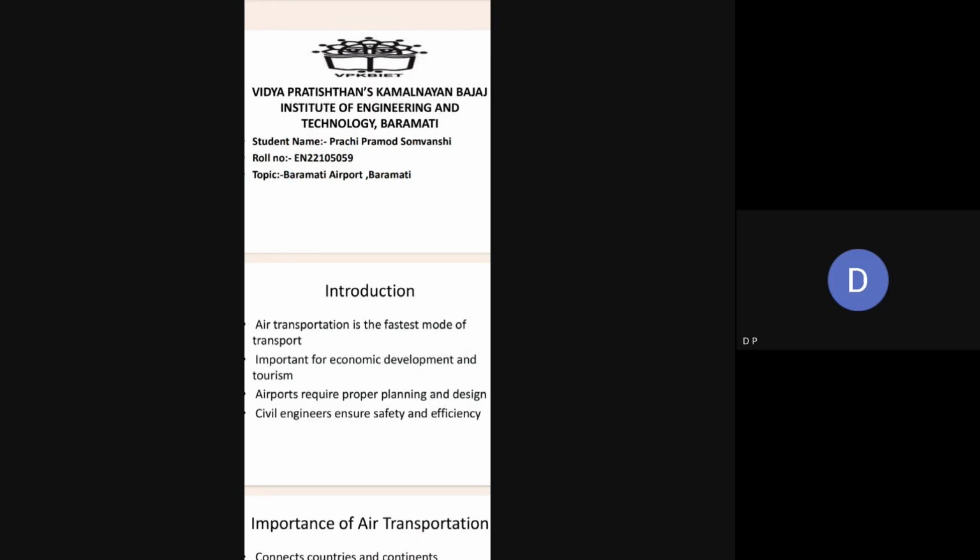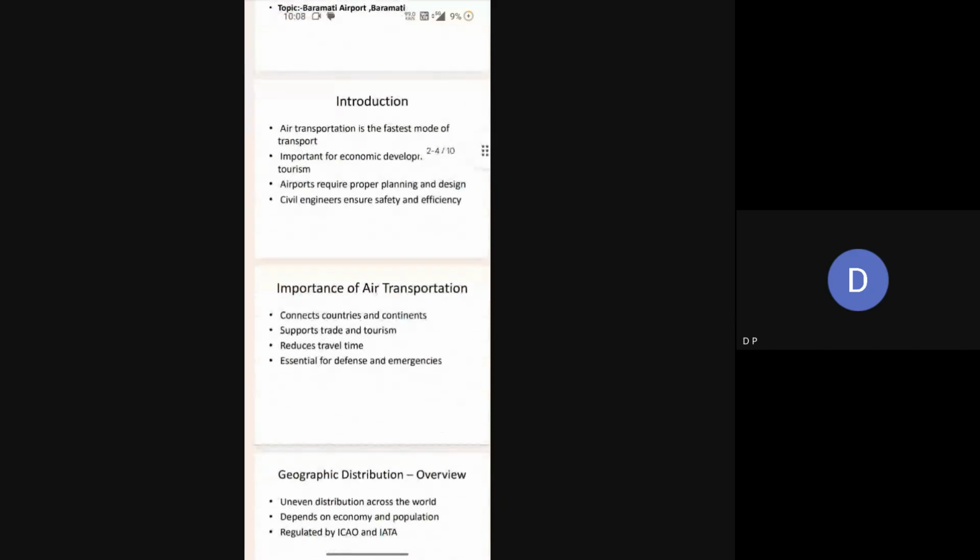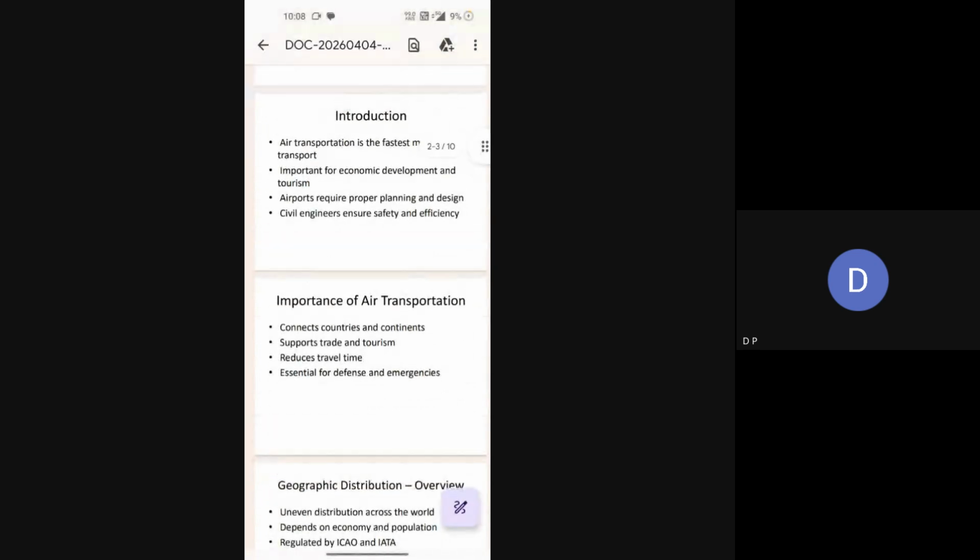Myself Prachi Somanshi, roll number 59. Introduction: air transportation is the fastest mode of transport. The importance of economy development and tourism, the airports require proper planning and design. The civil engineers ensure the safety and efficiency. The importance of air transportation is to support trade and tourism, reduce the travel time, and it is essential for defense and emergency.